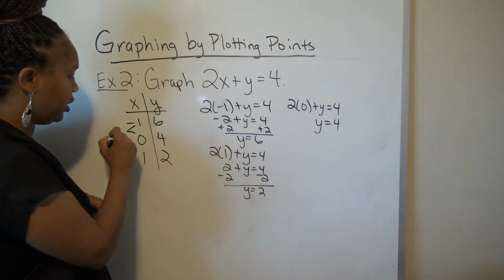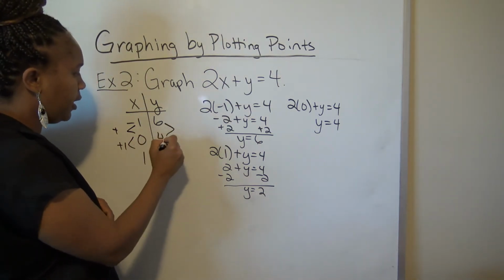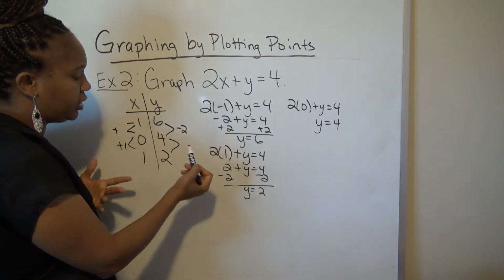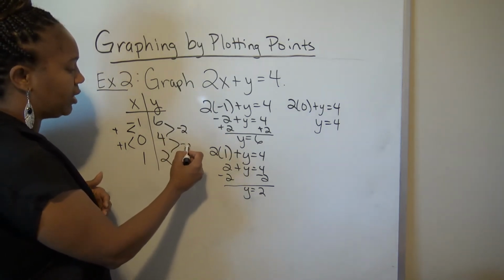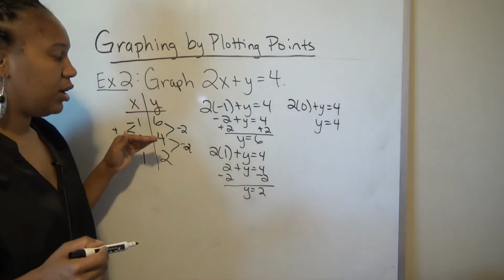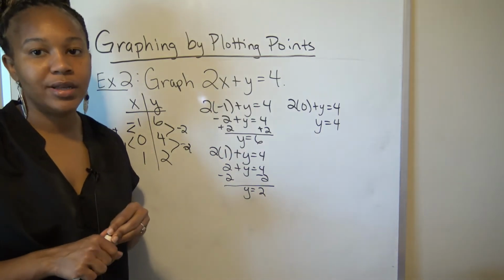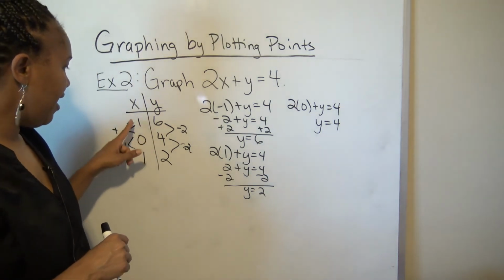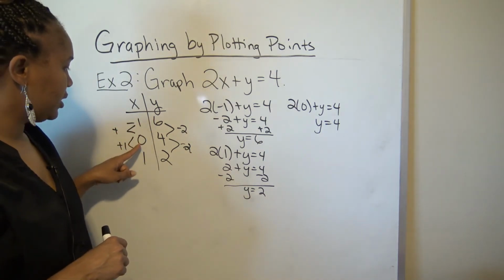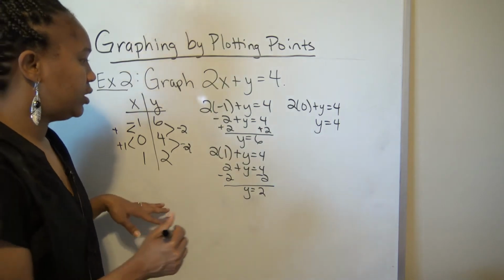So you see all of these are increasing by 1, and all of these are decreasing by 2. So with a linear equation, you will have that same pattern on the x's and the y's. So now I have my 3 ordered pairs: -1, 6; 0, 4; and 1, 2. And so I want to plot those.